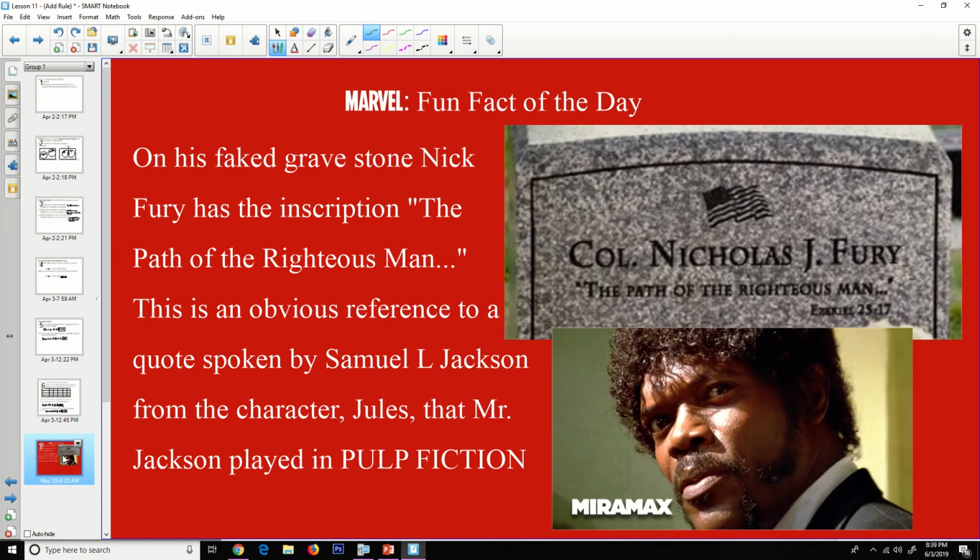Finally, the Marvel fun fact of the day: on his faked gravestone, Nick Fury has the inscription, "The path of the righteous man," an obvious reference to a quote spoken by Samuel L. Jackson from his character Jules that he played in Pulp Fiction.